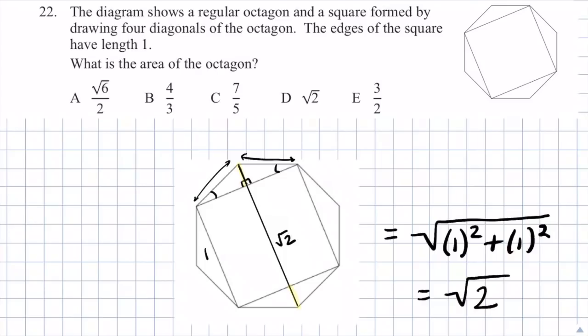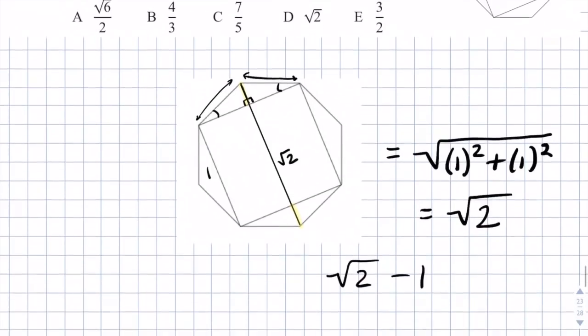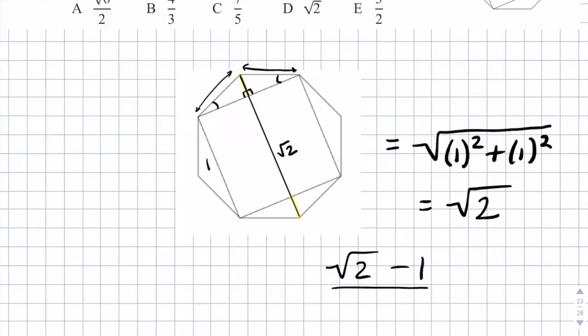And if we know that the side length of this square is 1, we can work out what the length of those yellow lines are going to be. Well, it's going to be obviously root 2 minus 1. And then of course they're equal, so we can just divide them by 2. Okay, because that's good, because now I've got the height of my triangle.